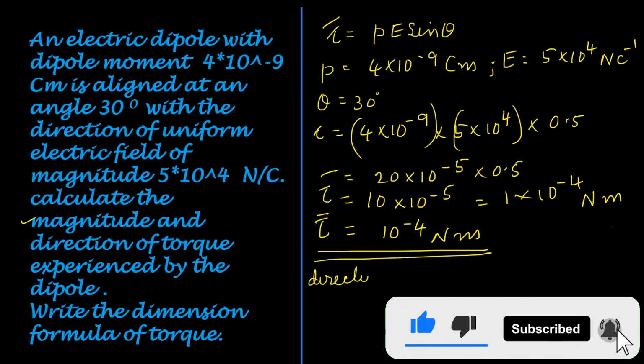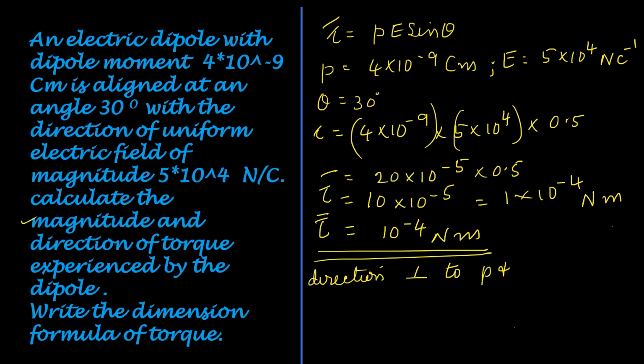Okay. Direction: P and E. If P and E are represented on the plane of the paper, then the torque may be directed into the plane of paper or outside the plane of paper depending upon the direction of P and E. Now the dimension formula of torque. We will do that from the unit of torque.